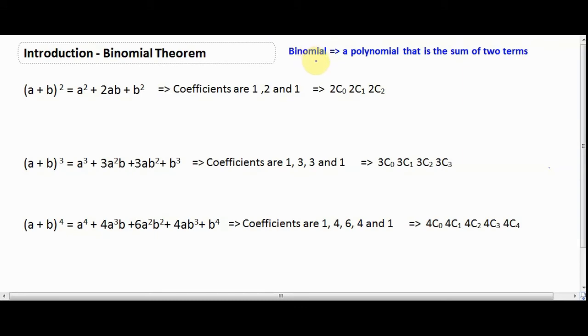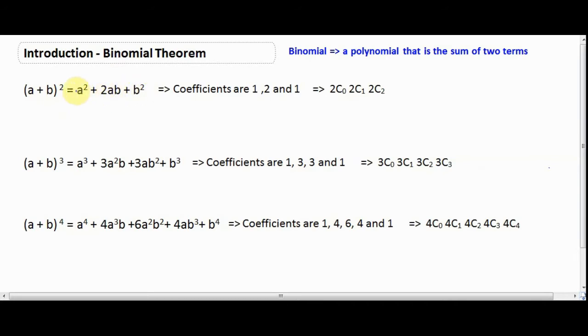We know that a binomial is a polynomial that is the sum of two terms. Here in this case we have (a plus b) whole square. a and b are two monomials, or this expression a plus b can be considered as a binomial. So it is sum of two terms. So (a plus b) whole square, we know the expansion, it is the most familiar equation. (a plus b) whole square is equal to a square plus 2ab plus b square. So here coefficients are 1, 2 and 1.